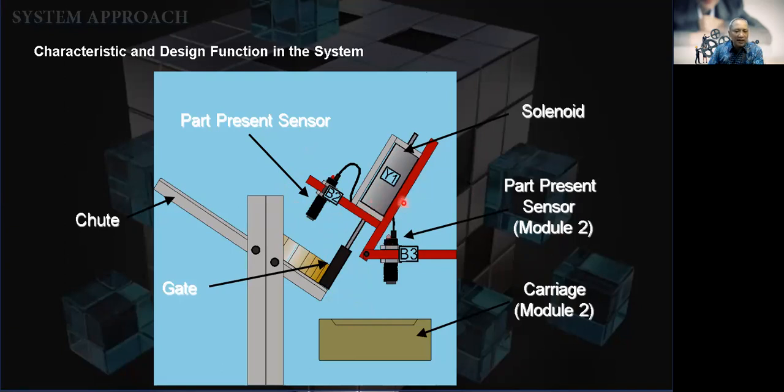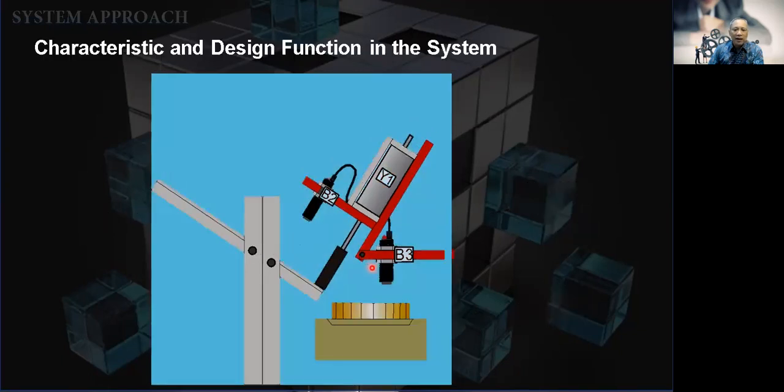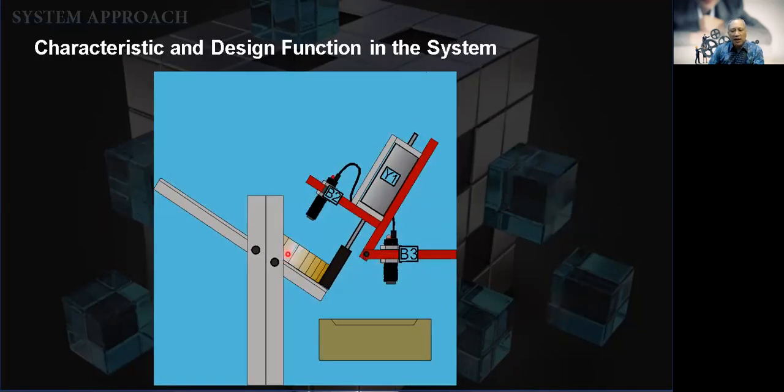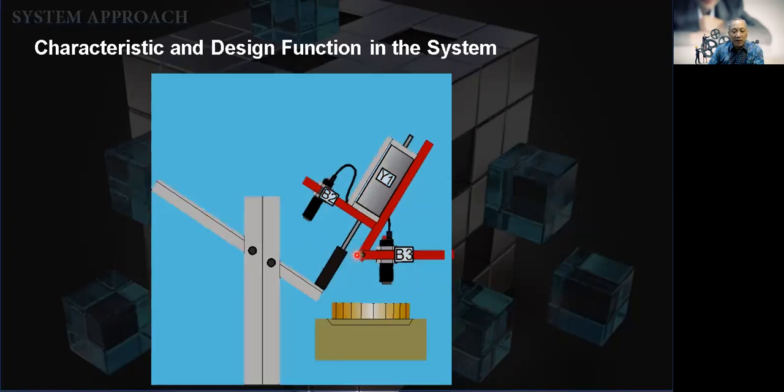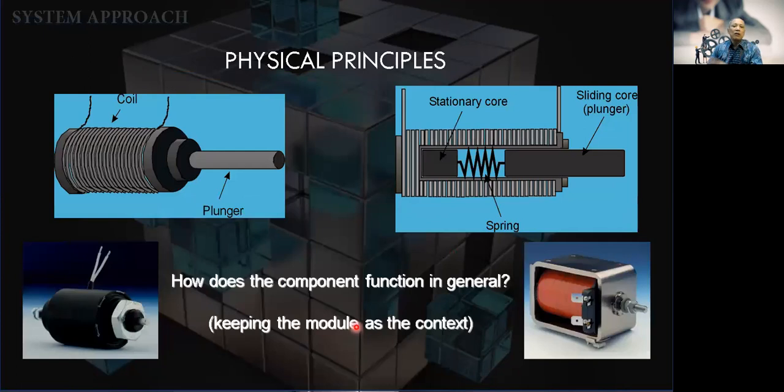So we can understand it, and then we go on. Okay, this is the part. This is the gate also, and look at this one: it's being accepted, and then it goes down there. So that's the purpose. Then we go to the physical principles of the solenoid.